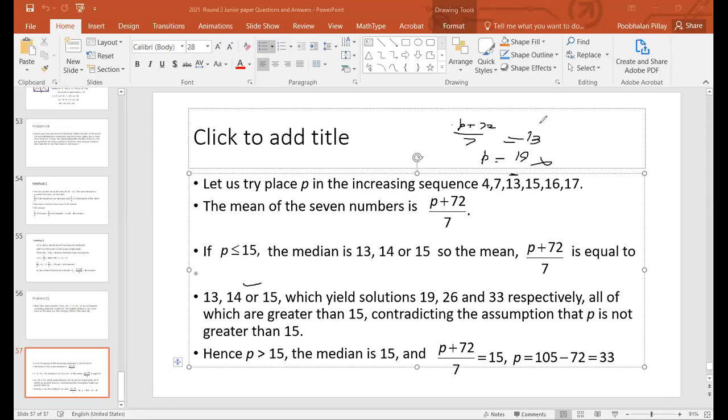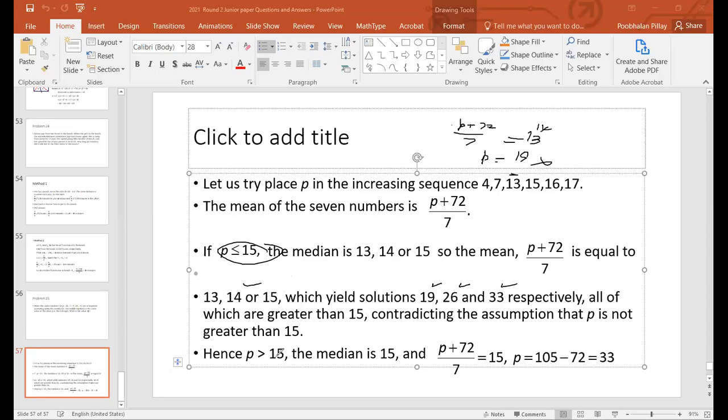Yeah, so if P is equal to 14, you have the same kind of thing. 14 times 7 is 98. And then P is equal to 98 minus 72, which is 26. So you have P gives you these values if P is equal to this, and that's impossible. None of these values are equal to any of these. So therefore, this is not possible.